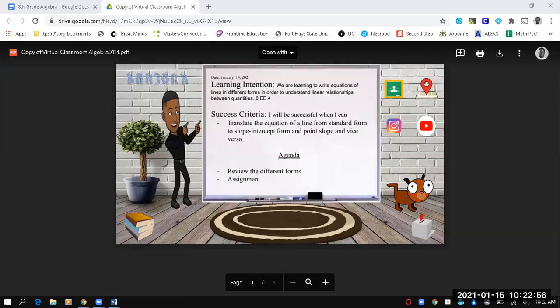All right, so for today's class, we are still focused on standard AEE4. Our learning intention states, we are learning to write equations of lines in different forms in order to understand linear relationship between quantities. When we talk about different forms, you will see what I'm talking about. Our success criteria states, I will be successful when I can translate the equation of a line from standard form to slope intercept form and point slope and vice versa.